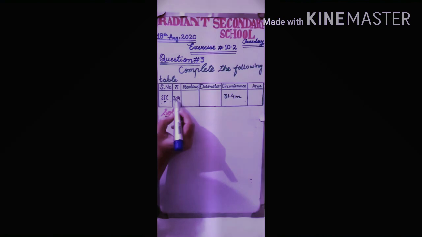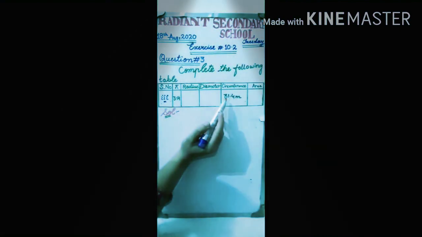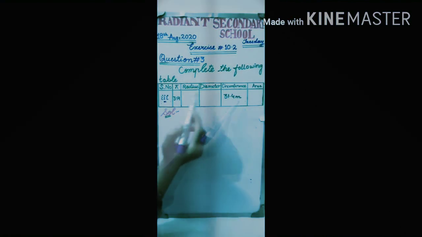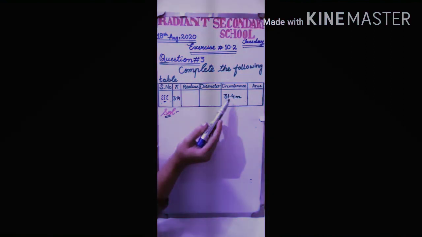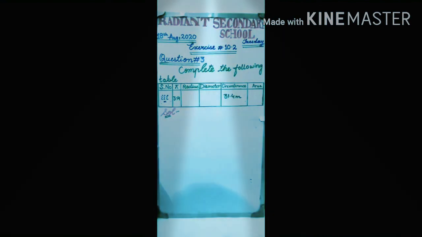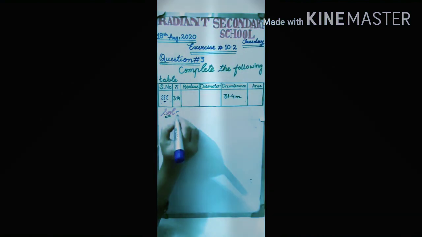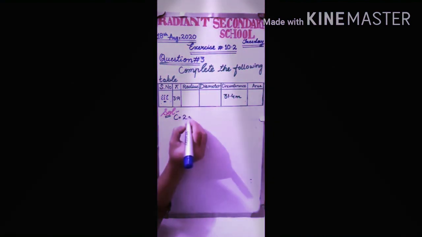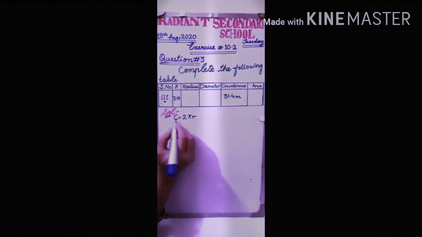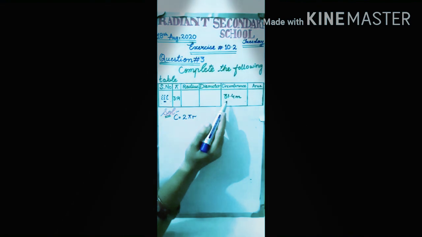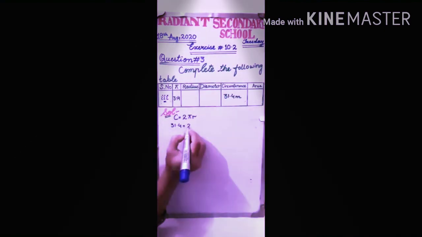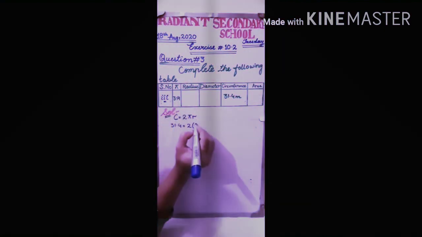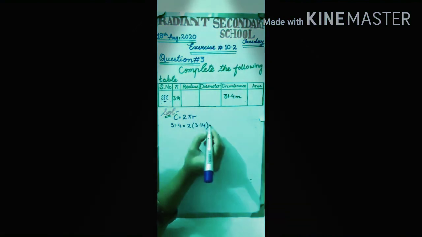Now part number 3. In part number 3 we have a value of pi 3.14 and circumference is given 31.4 meter. Radius, diameter and area are missing. We have to find radius, diameter and area with the help of this circumference. So first of all you have to start with writing the formula of circumference. Circumference is equal to 2 pi r. Now we have to put the values. You have to put the value of circumference, that is 31.4, is equal to 2 multiply by the value of pi 3.14 multiply by r.